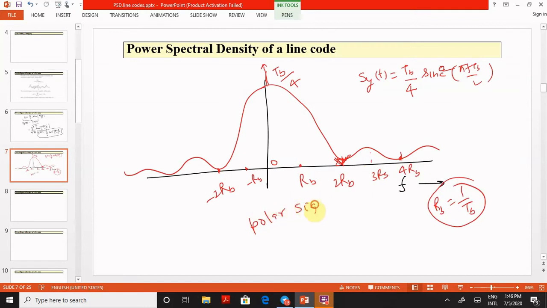signaling, or polar line code, right? This we have seen. Now we have seen the mathematical description of a polar line code, as well as the graphical representation of the polar line code.